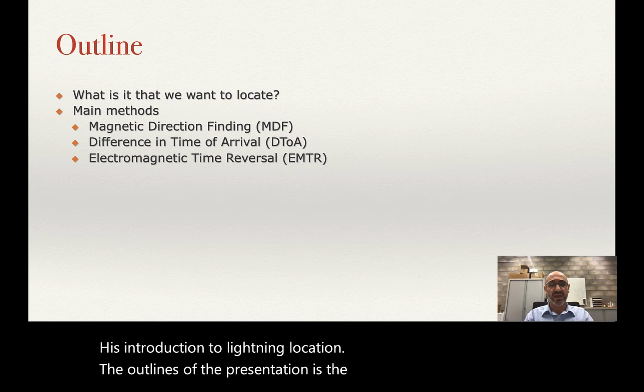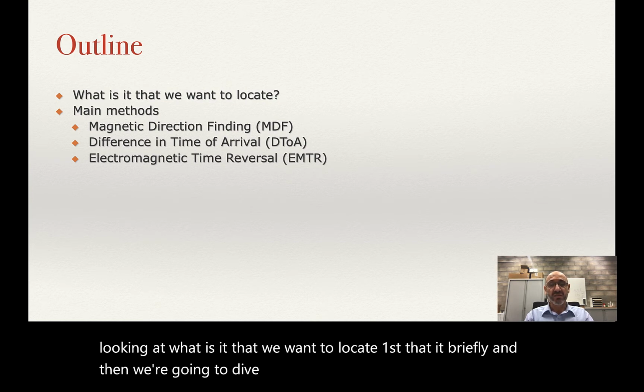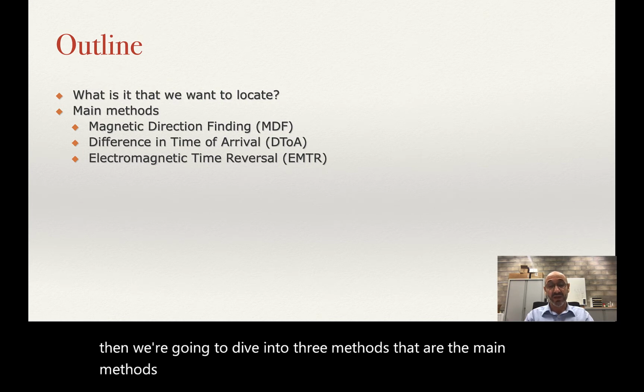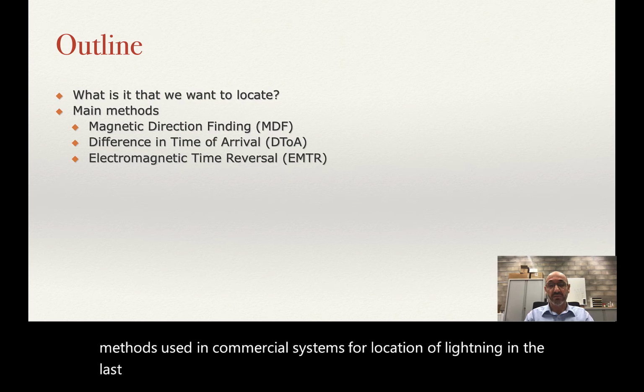We're going to be looking at what is it that we want to locate first, very briefly, and then we're going to dive into three methods that are the main methods used nowadays. Basically, the first two are the main methods used in commercial systems for location of lightning, and the last one is an experimental method at this time.